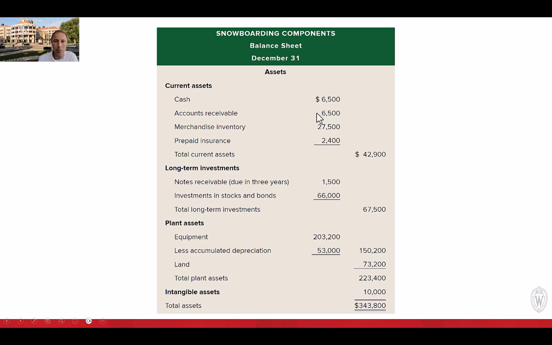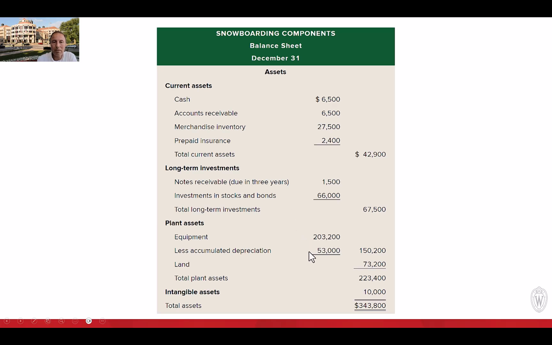Receivables second. We probably collect on receivables within a month or two. Merchandise inventory third, because it might take maybe a couple of weeks or a couple of months or so to sell our merchandise inventory off our shelves. And then towards the bottom, you'd see things like supplies and prepaid insurance. You've got your long-term investments next. You've got your investments in stocks and bonds they plan on holding on to for more than a year's period of time. And a note receivable. That's considered a long-term investment because we're going to receive hopefully the money back from the person we loaned the money to, plus any interest on top of it. And that's due within 3 years.